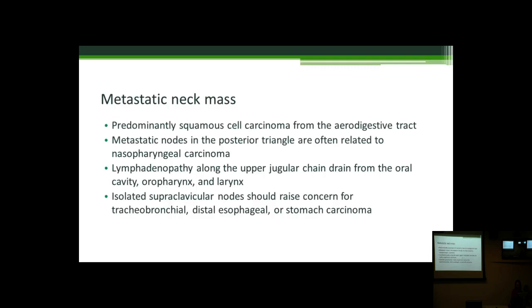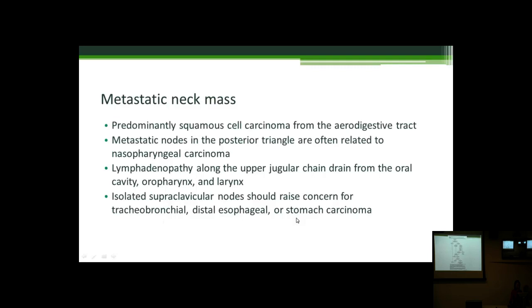Lymphadenopathy along the upper jugular chain from the oral cavity. Okay, so if somebody has a cancer in the oral cavity or a pharynx and larynx, it usually will cause the lymph nodes along the jugular chain down here to enlarge. So the disease is spreading now down to the lymph nodes around that area. Let's say if somebody has a cancer in the tracheobronchial, distal esophageal, or stomach carcinoma, those cancers will spread to the lymph nodes along the supraclavicular region down here.